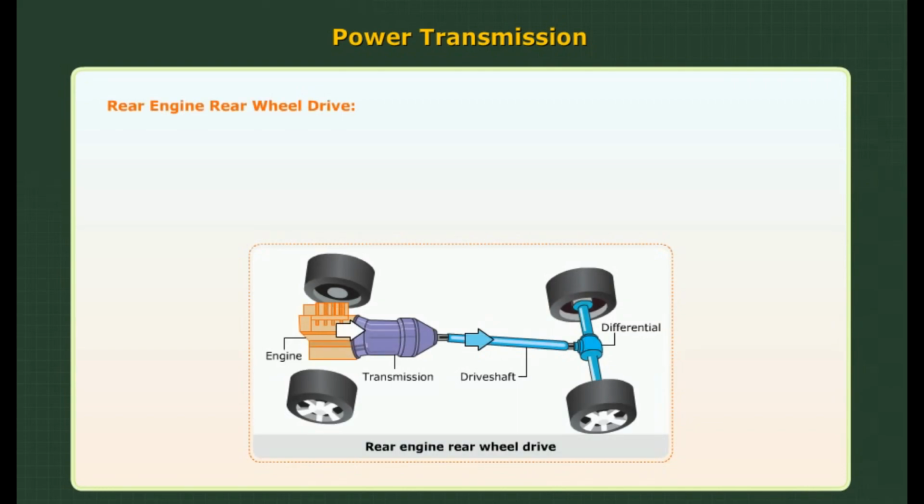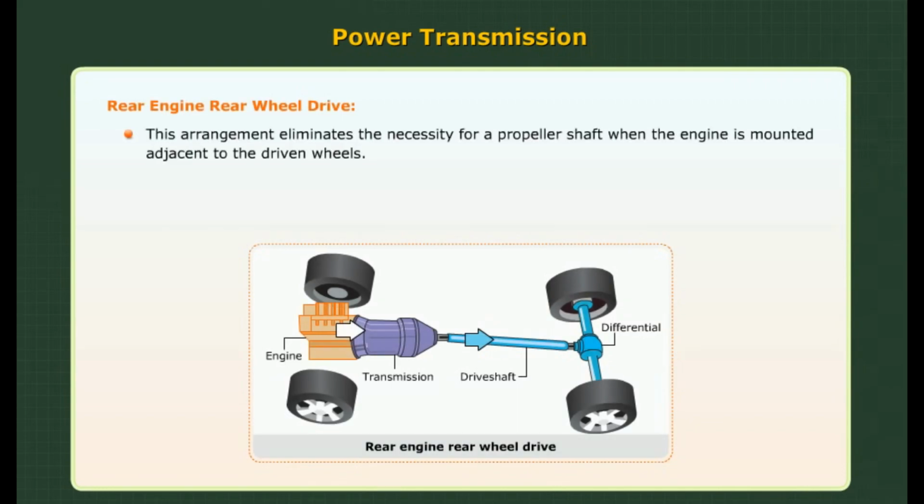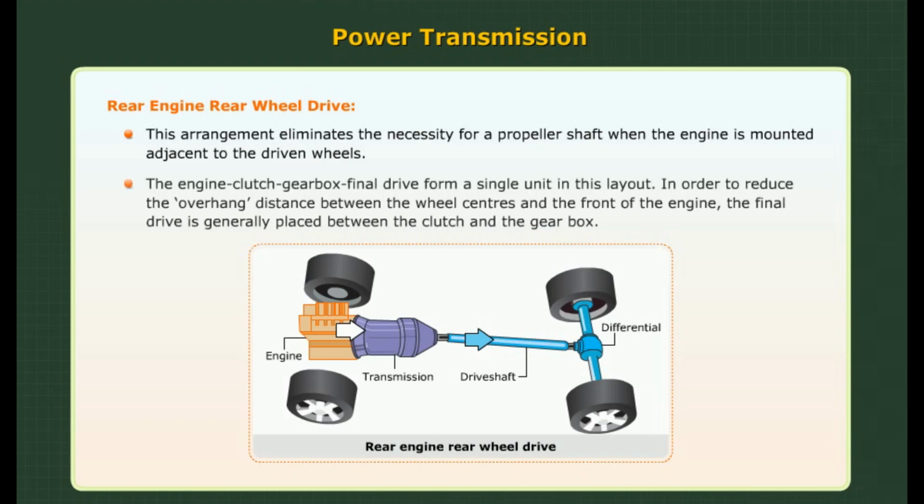Rear engine rear-wheel drive. This arrangement eliminates the necessity for a propeller shaft when the engine is mounted adjacent to the driven wheels. The engine, clutch, gearbox, final drive form a single unit in this layout in order to reduce the overhang distance between the wheel centers and the front of the engine. The final drive is generally placed between the clutch and the gearbox.